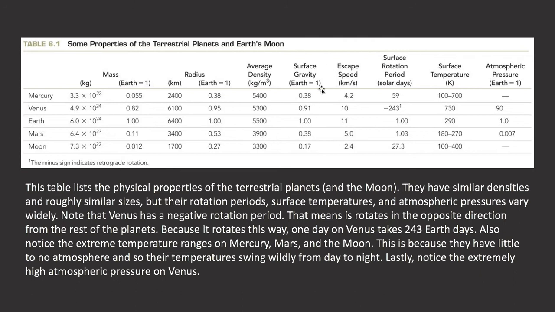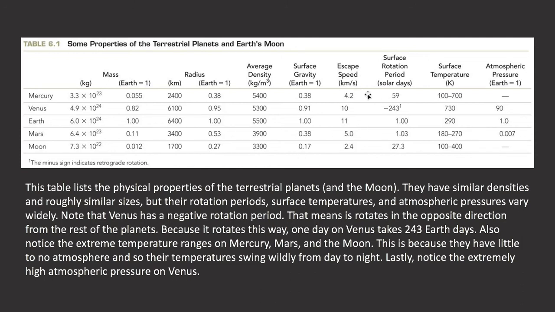Okay, surface gravity tells how strong the gravity would be, how heavy you would feel if you were on that planet. Venus and Earth, you'd feel similarly. Mercury and Mars, you would feel much lighter. So you'd only weigh about 38% of what you weigh on the Earth. And on the Moon, it's about 1/6 of what you would weigh on the Earth.